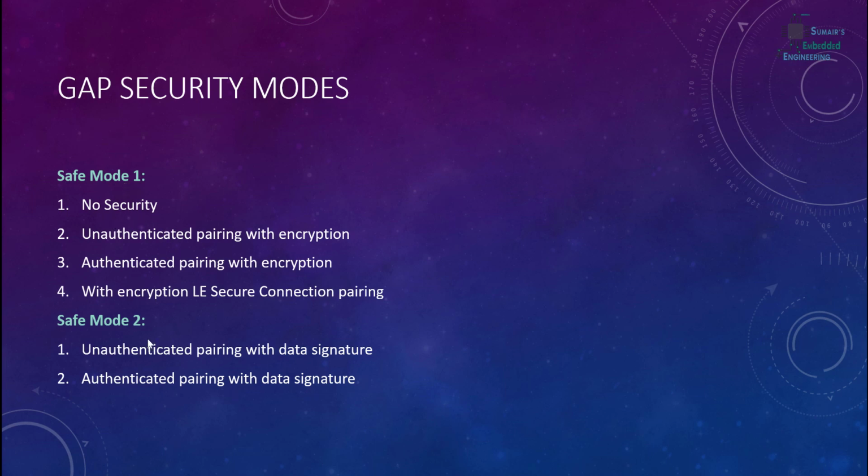We have two safe modes. Basically safe mode 1 defines 4 security modes, and safe mode 2 defines 2 modes. In the first mode there is no security, so it's mostly for basic data. For example, if we are taking some temperature, we don't need to secure it, so it's not necessary to use some security procedures. For most devices you don't need to provide security to the service. But if you want to provide security to services, then you can follow any of these encryption methods to secure your data over BLE.